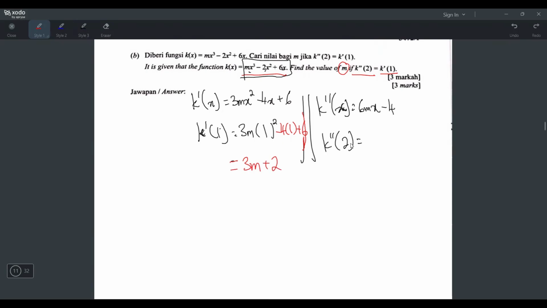Okay, what about here? Same thing. Substitute x with 2, but the m never changes. The m stays as m, just the x is replaced by 2. So 6m times 2 is 12m, and then minus 4. So now what do you do?